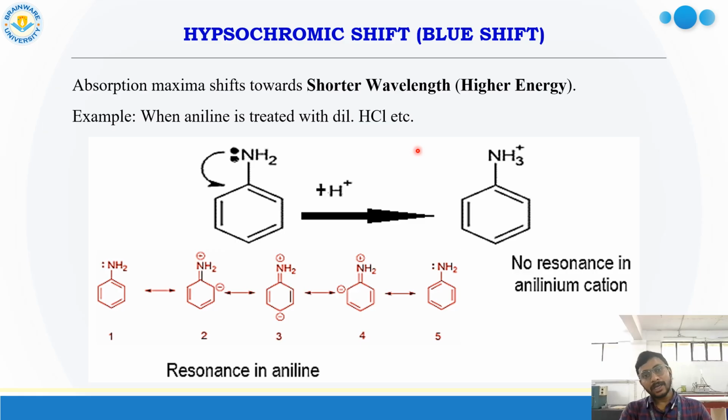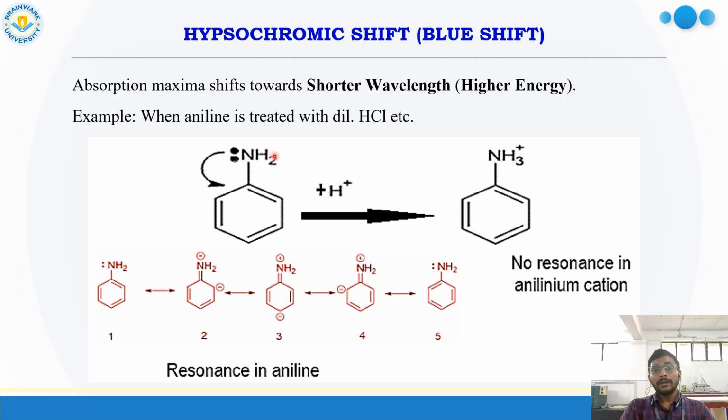We have hypsochromic shift or blue shift. It is the exact opposite of red shift. When you treat some molecule or a chromophore with a reagent, and the absorption maximum shifts towards a shorter wavelength or a higher energy, then it is called a blue shift or hypsochromic shift. An example of this is when aniline is treated with dilute acid.